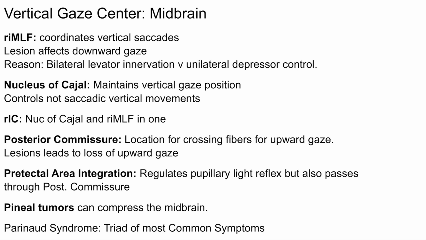Okay? So the mental structure is this, right? RI-MLF is for vertical movement. Cajal holds the position. Posterior commissure is for upward gaze, and pretectal is going to be pupils plus that nearby integration. Okay? So if someone can't look up, you want to be thinking dorsal midbrain, you want to be thinking pineal mass, and then you want to be thinking Parinaud's syndrome.